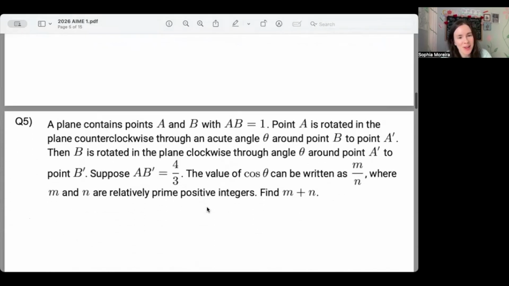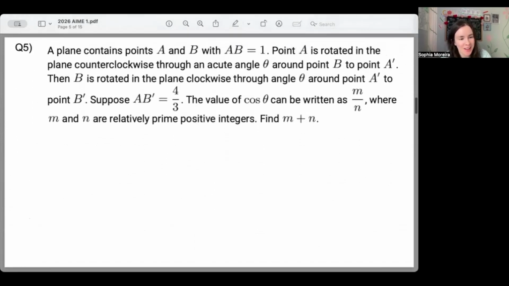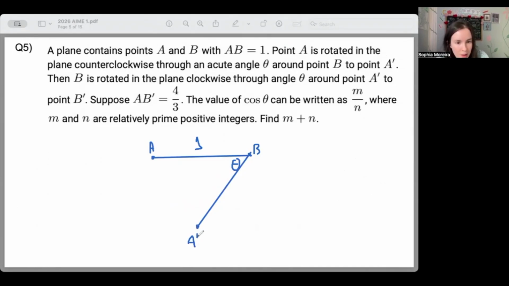Moving right along to question number 5, it starts by looking a little scarier than the question actually is. We're starting with our points A and B, and AB is some segment of length 1. Then we rotate A counterclockwise, so down, by theta degrees, where we want theta to be acute. This gives us the new point A prime, where this distance is again 1, because we're just rotating.